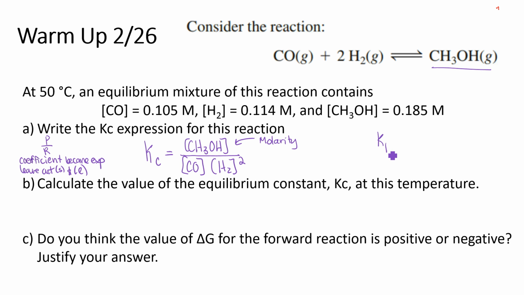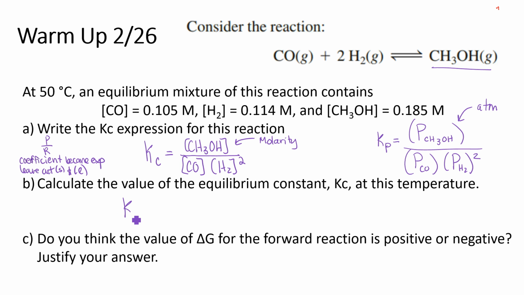By the way, if you had been asked to write a KP expression, the way that that differs is we just use different symbols. We use this P symbol to represent the partial pressure of CH3OH, that's methanol, divided by the partial pressure of CO and the partial pressure of H2 squared. When you're doing KP expressions and you solve for the value of KP, you have to put in pressures measured in atmospheres. So it can't be in millimeters mercury or PSI, it has to be in atmospheres. So those are our different K expressions.